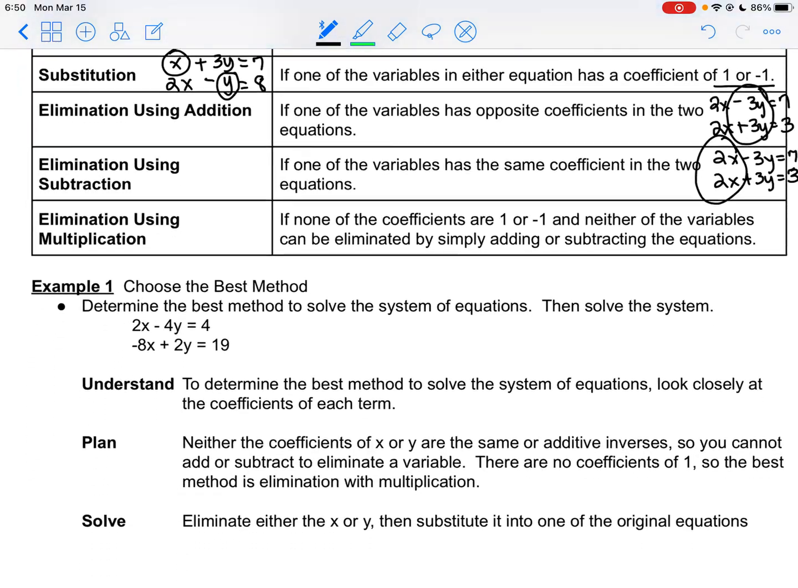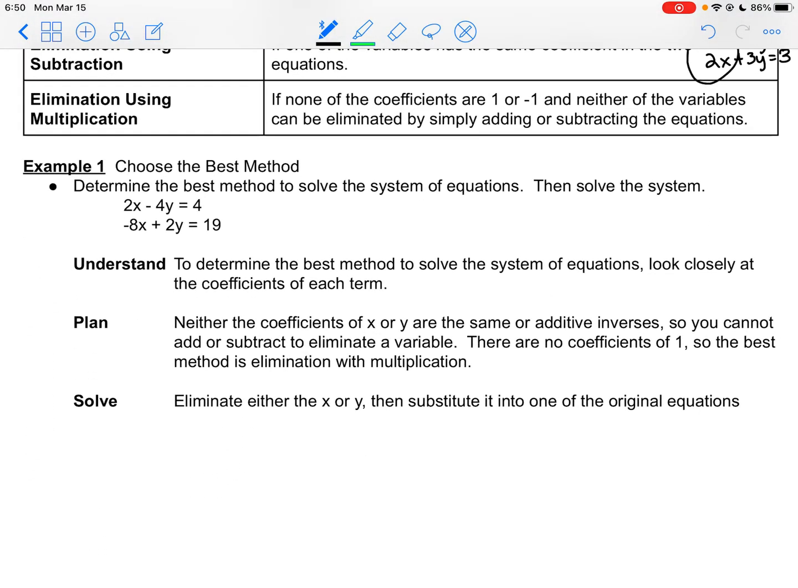So we're going to look at this system, and we're going to determine the best method to solve the system of equations. Looking at this one, we're going to look at the coefficients of both the x's and the y's in each equation. Since neither of the coefficients x or y have the same number in front, or additive inverses, meaning the same number with a different sign, we can't simply add or subtract to eliminate. Also, none of the x's and none of the y's have a coefficient of 1, so since it didn't meet any of these qualifications, the best method is to eliminate with multiplication.